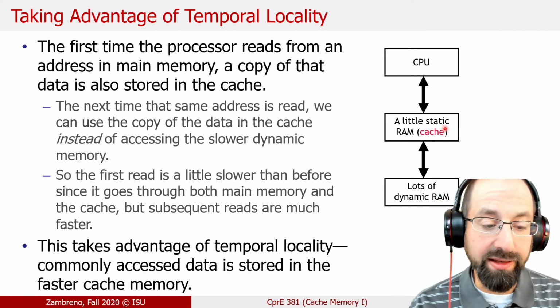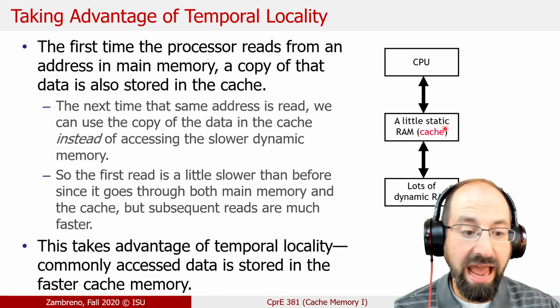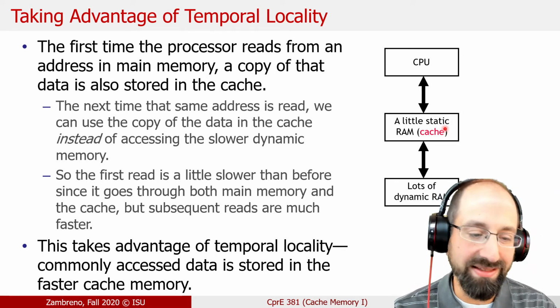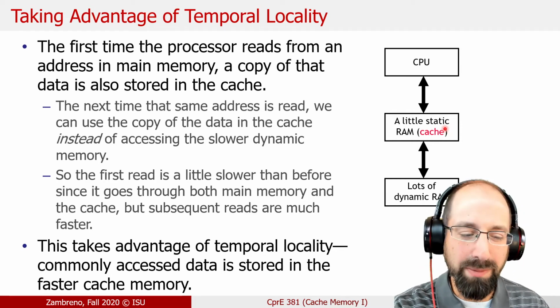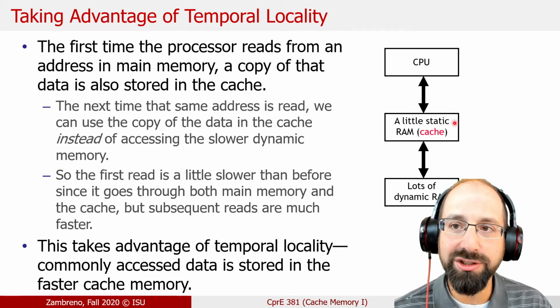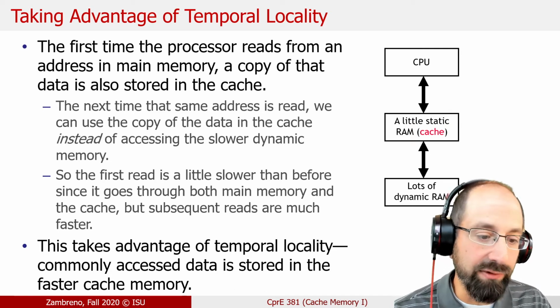So that first read, that first request to an instruction address or to a load word address that we haven't done before with regard to our temporal locality, is going to be a miss. So it's going to be slow. Even slower than if we didn't have a cache, right? Because there are two sequential things happening. First, we check the cache, and then we go and check main memory. So it's going to be a little bit slower than if we didn't have a cache at all.